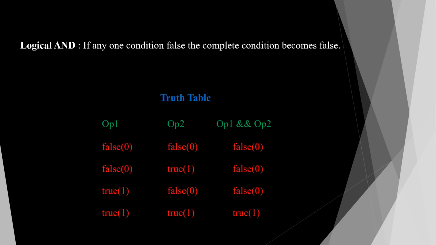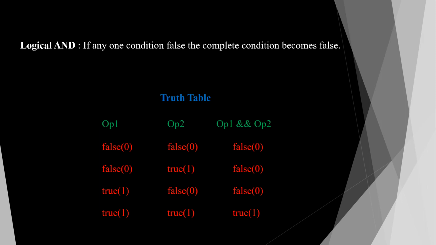Next, we move on to the next slide. Here is the logical AND operation. In the logical AND operation, if any one of the conditions is false, the complete condition becomes false. When both the operands are true, the result will be true. This truth table represents the operation of the logical AND, which is logical multiplication. Operand 1, operand 2, and operand 1 operator operand 2.